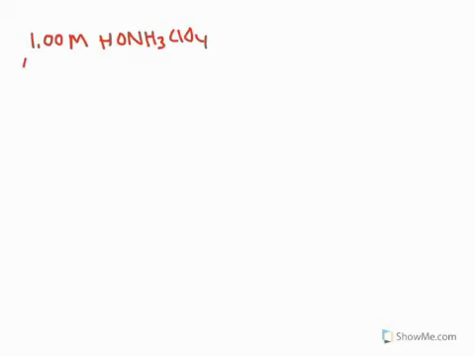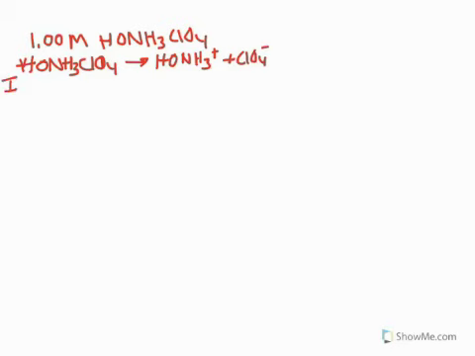So the salt reacts: HONH3ClO4 gives us a one-way arrow to HONH3 plus ClO4 minus, and we make our ICE table. 1.00 here, 0 for the HONH3 plus, and 0 for the ClO4 minus, so 0 for our initial amounts. Now HONH3ClO4 finally is 0. The HONH3 plus is 1.00, and the ClO4 minus is 1.00.